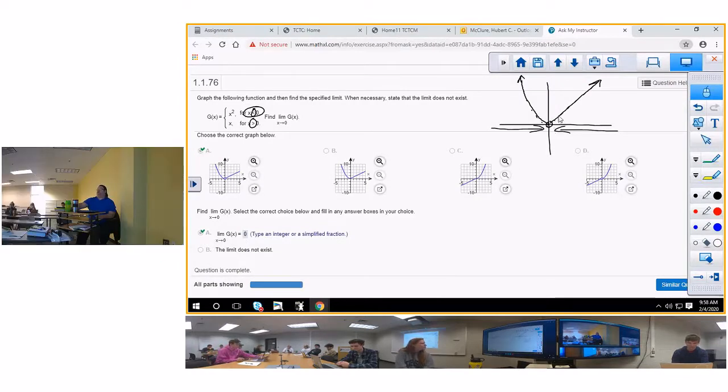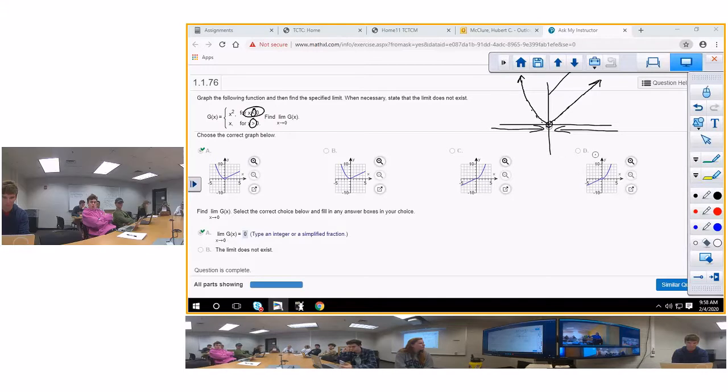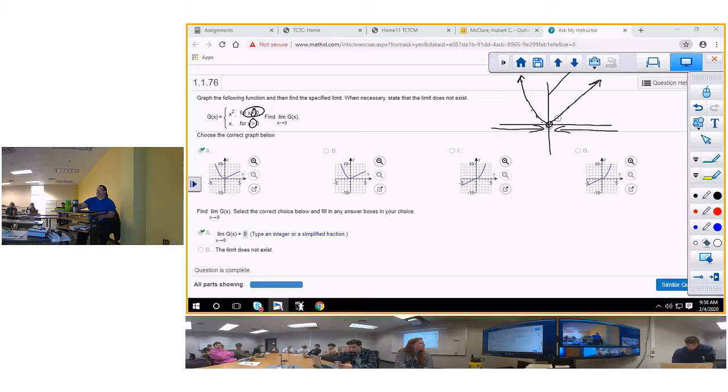What if this function was up here? What if this function, I'll do it in blue, what if this line right here was up here? The limit does not what? Because the two lines have to approach the same y. The two limits have to be equal. If they don't approach the same one, then the limit doesn't exist.